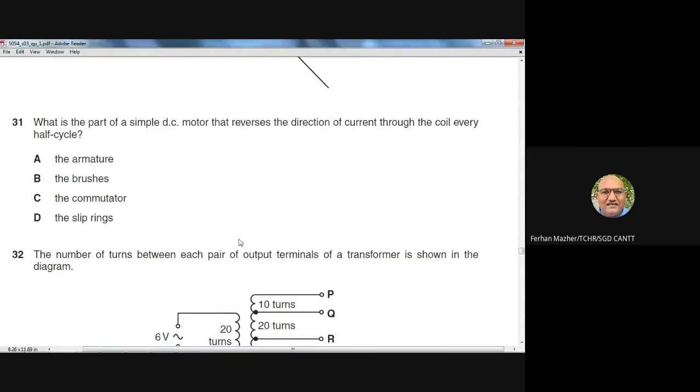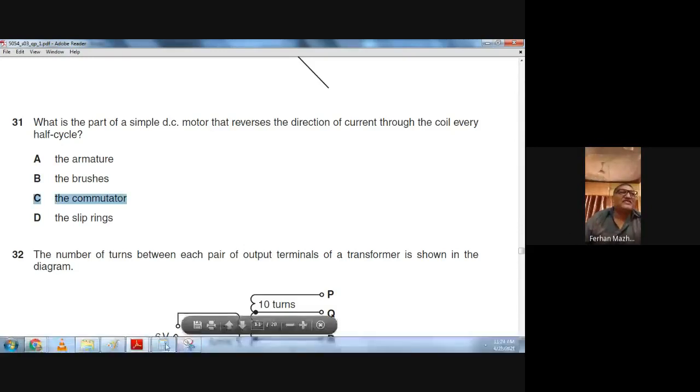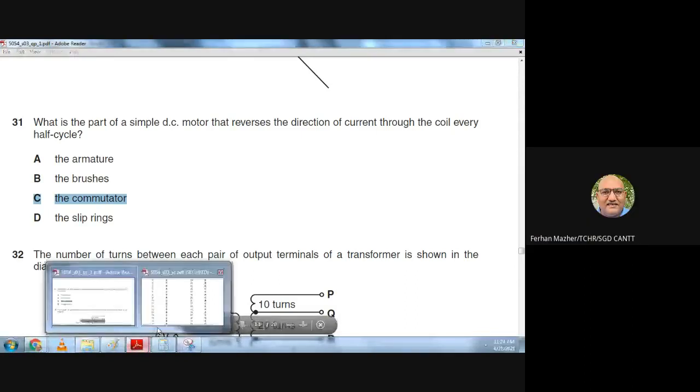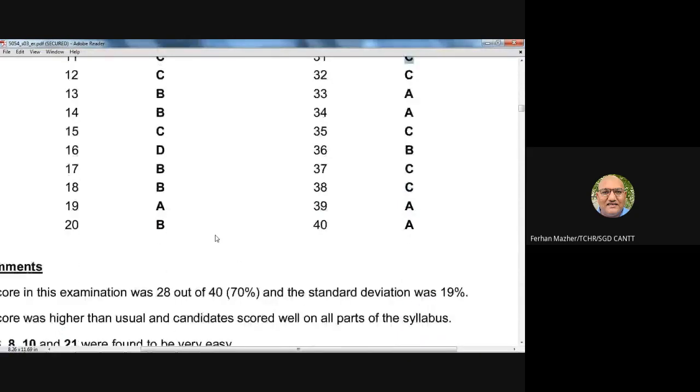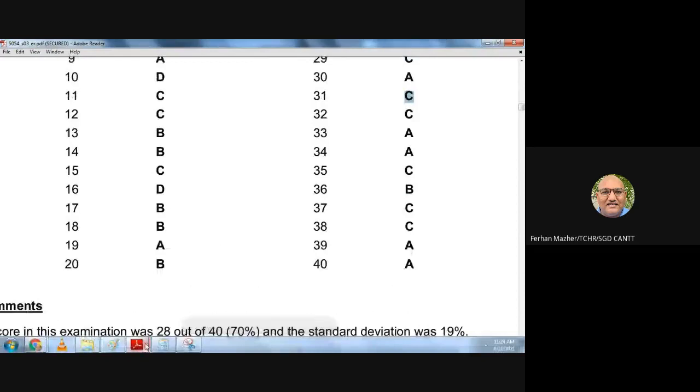What is the part of a simple DC motor that reverses the direction of current through the coil every half cycle? We call it commutator. We call it split ring commutator. So C is the choice. Without any doubt, C is the choice. Question number 31, C is the choice. Okay, so let's move to the next part.